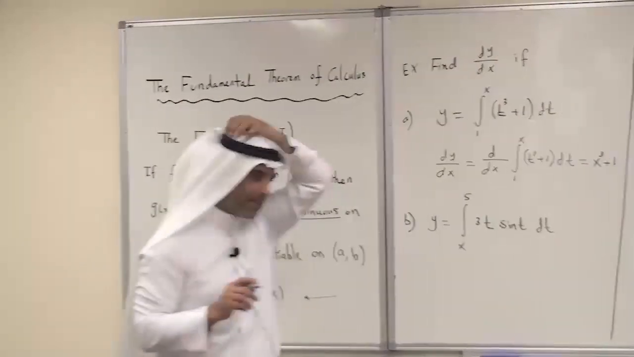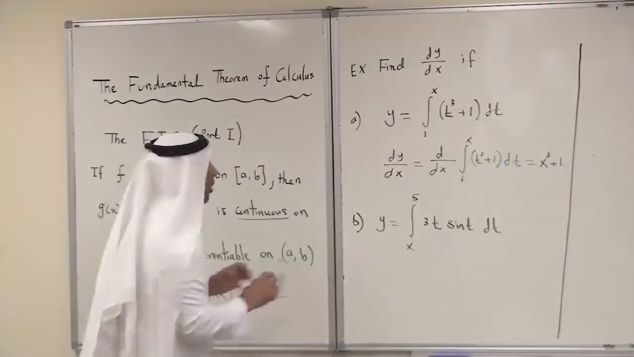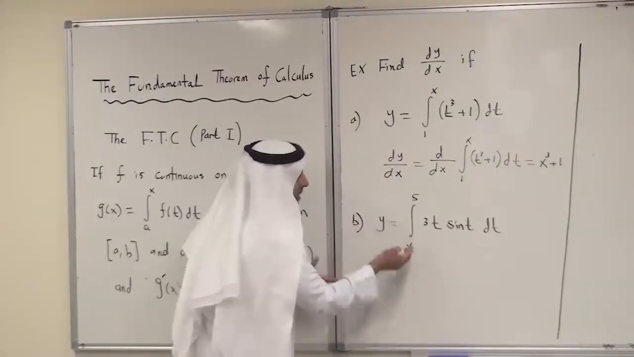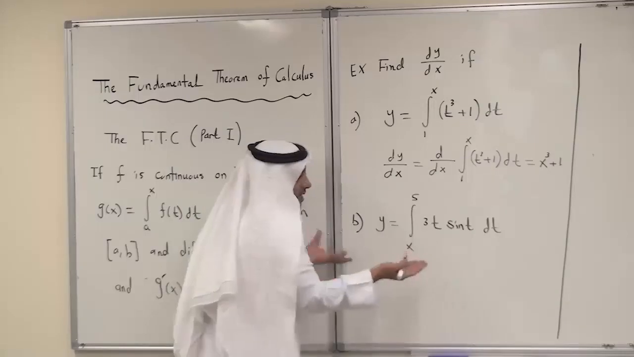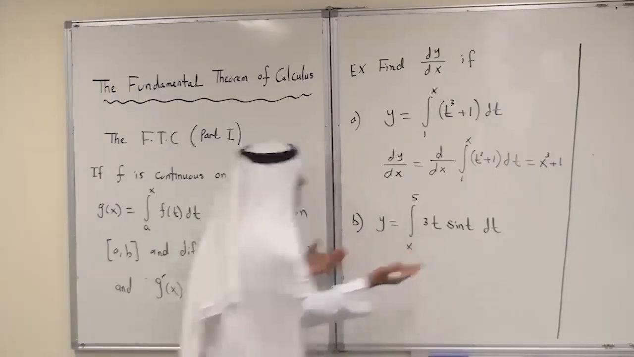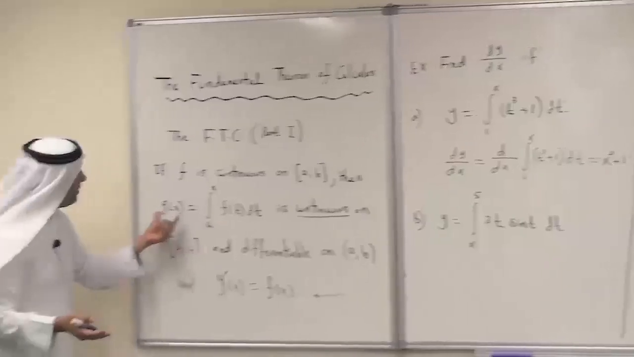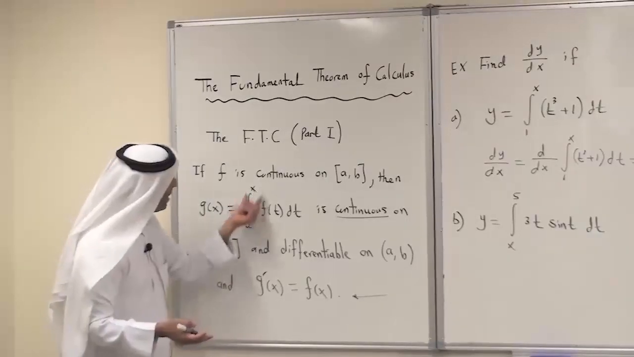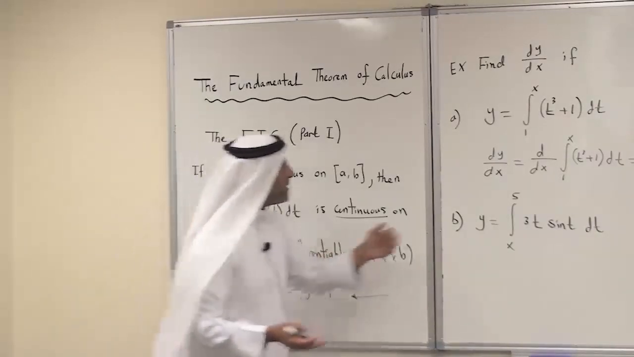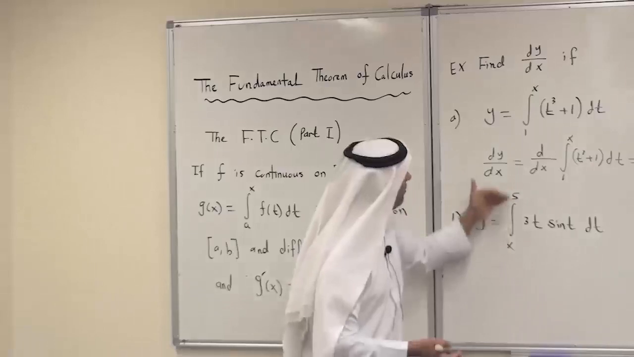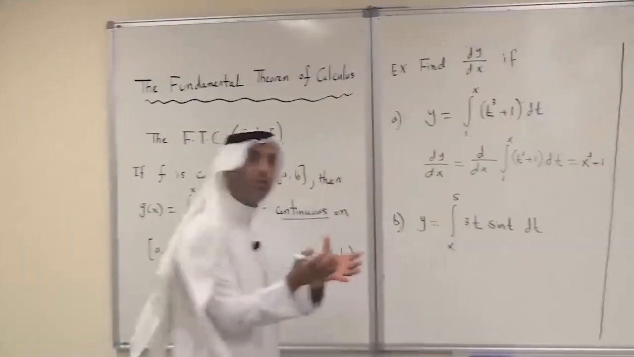The second exercise says how to differentiate the integral from x to 5. Of course, this is a function of x, but it is not in the form we have here. We have from a to x of f of t dt. But this is from x to 5, 3t sine t dt. So what should we do?